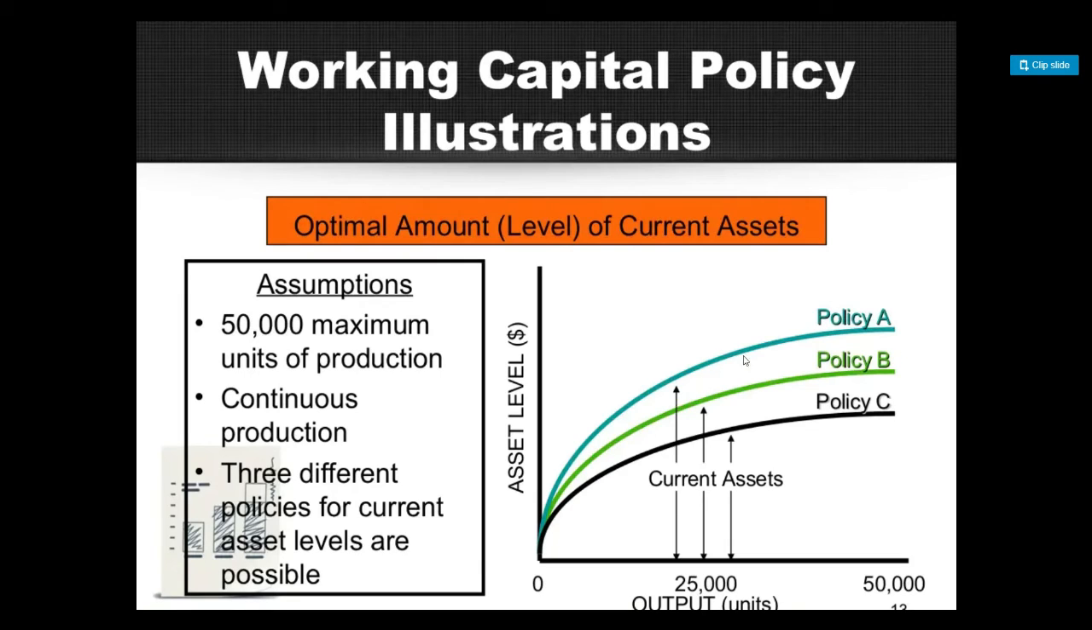So why is A up? It has high liquidity, that's why it is up. B has medium liquidity, and C has low liquidity, that's why policy C is here. So three different policies for current asset levels are possible, right?